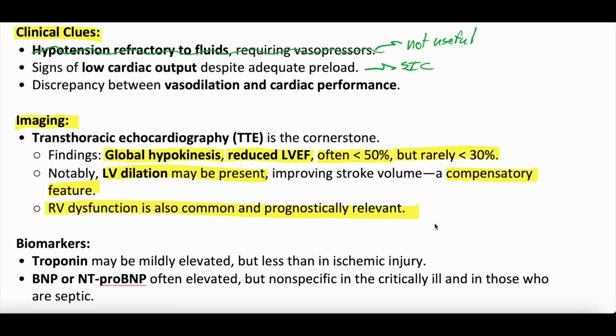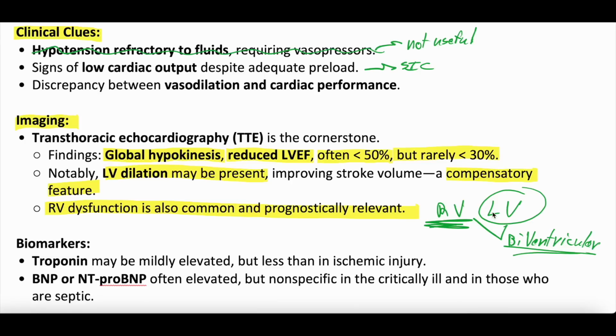You have two sides of your heart, as we know. You have a right ventricle and a left ventricle. The left ventricle is often what we think about. We think about sepsis-induced cardiomyopathy, but if the right ventricle is involved too, this is biventricular failure, BiV failure, both ventricles. And this has a worse prognosis than if it was just the left ventricle. This can be really, really, really difficult to manage.